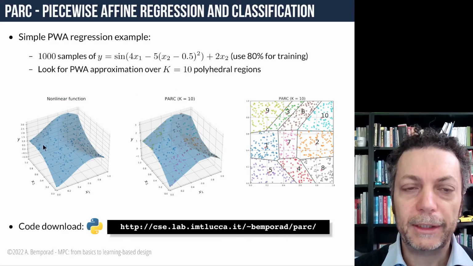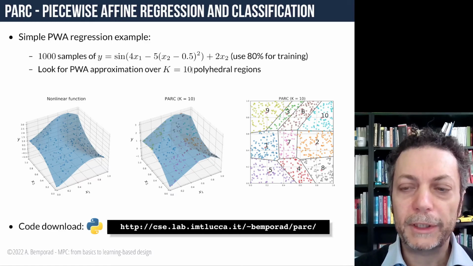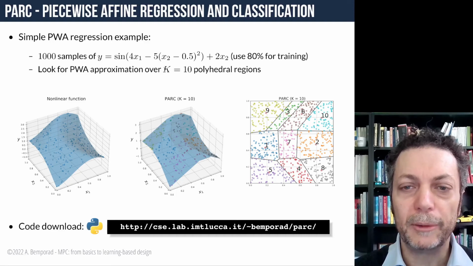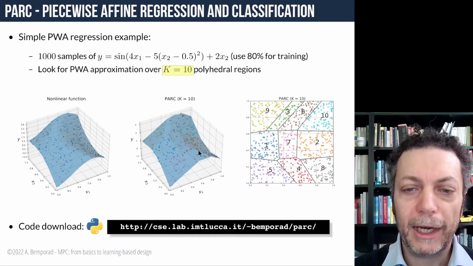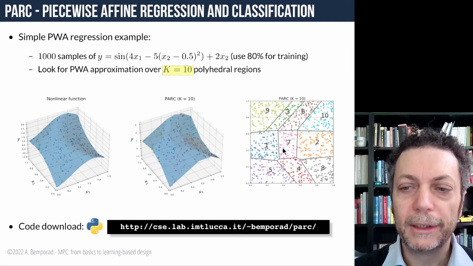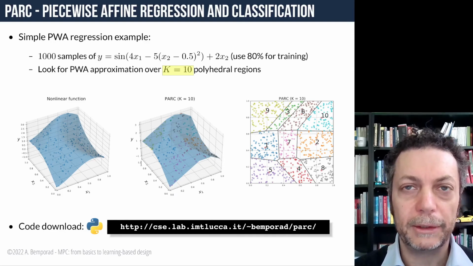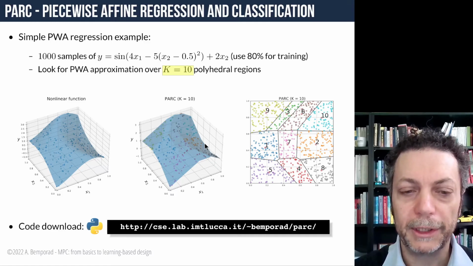And here is a simple example. So I generated data, 1,000 samples from a nonlinear function. And if you fix the number here, a key parameter is the number of models, the maximum number of linear models you want to admit, in this case 10. The algorithm will automatically generate a partition, in this case of 10 cells, where in each cell there is a different linear affine function. And as you can see, the function is reconstructed quite accurately. And you're free to download the code from my webpage. Here is the link.